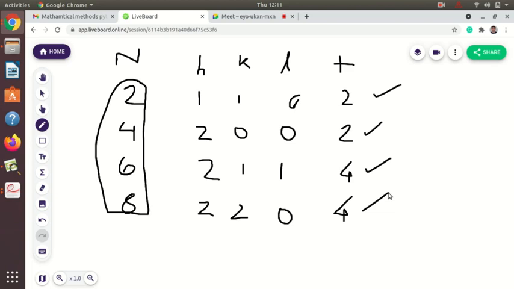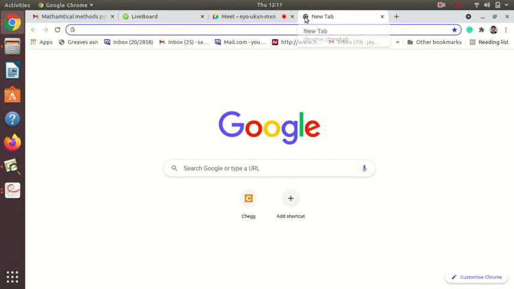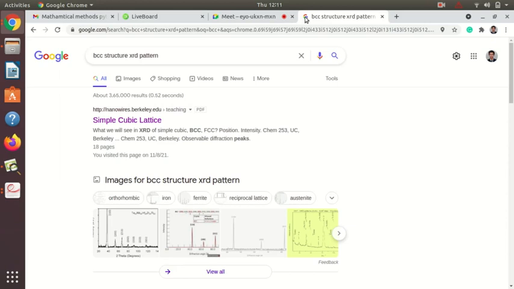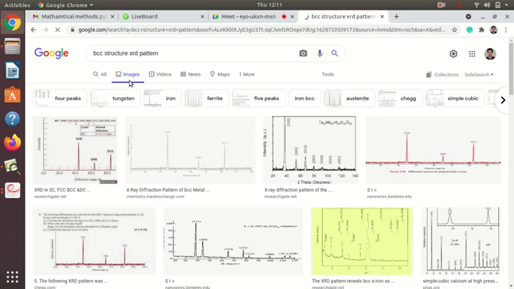If you see the peaks are equidistant from each other, then most probably it is BCC structure. So if you see, I will search for BCC structure XRD pattern. So you can see the structures. Even you can see one of the samples has this type of structure. You can see here it is starting from 40, 60, 80, almost same. You can see here the spacing between two peaks is almost same. Here the spacing is exactly same, right? It may not be exactly same, but almost same.